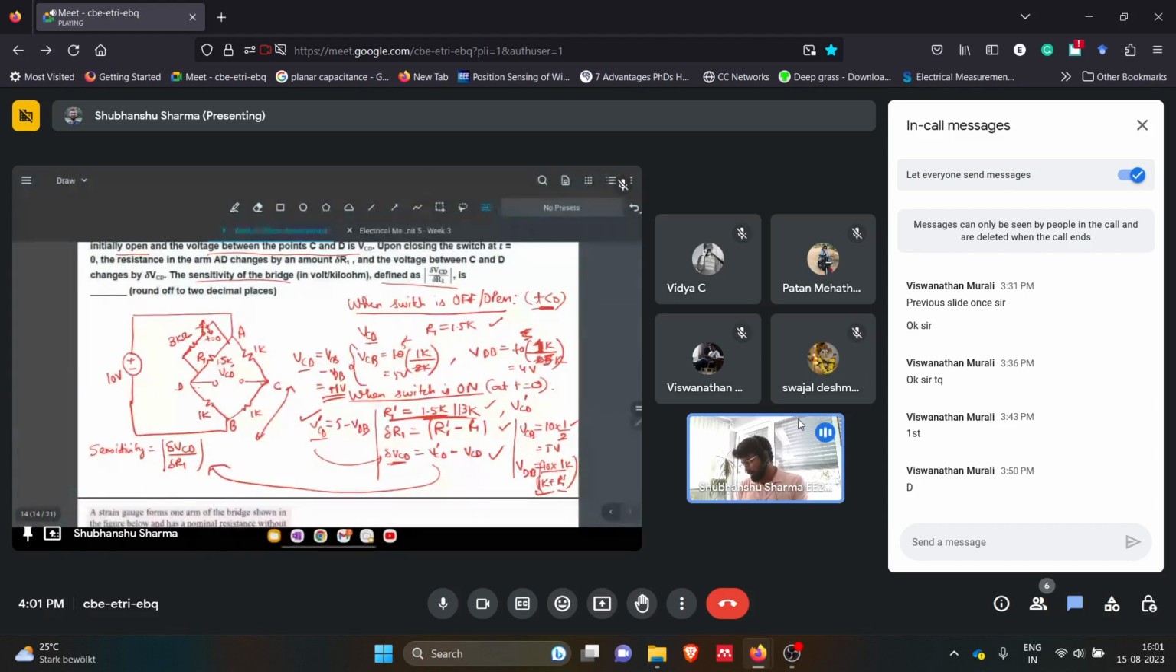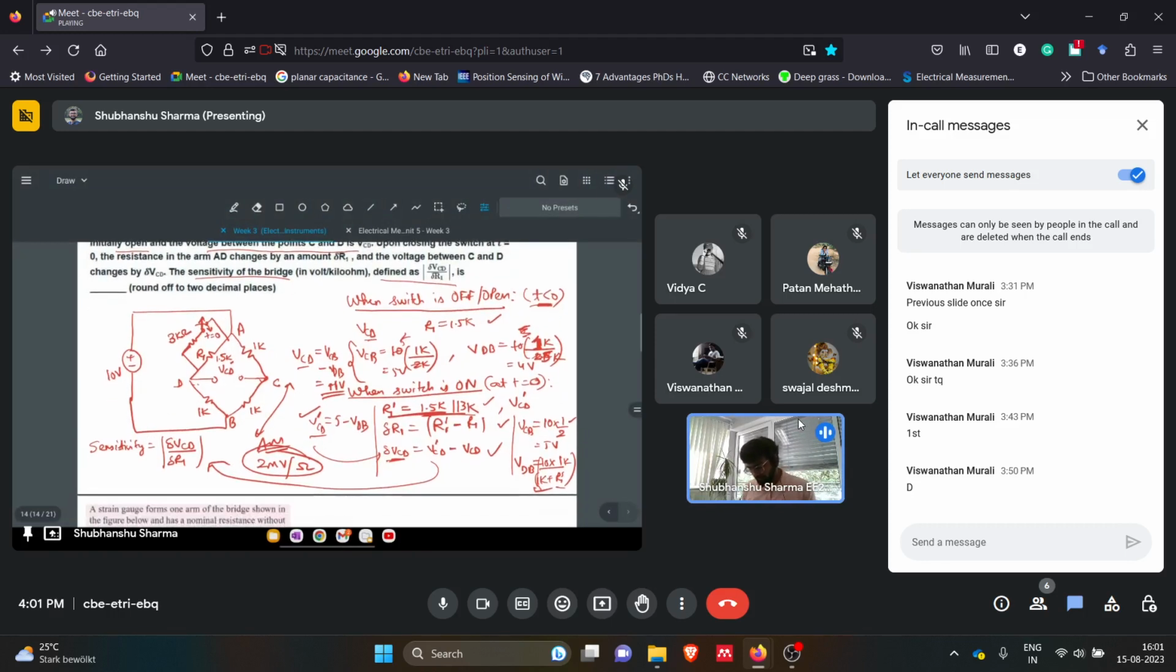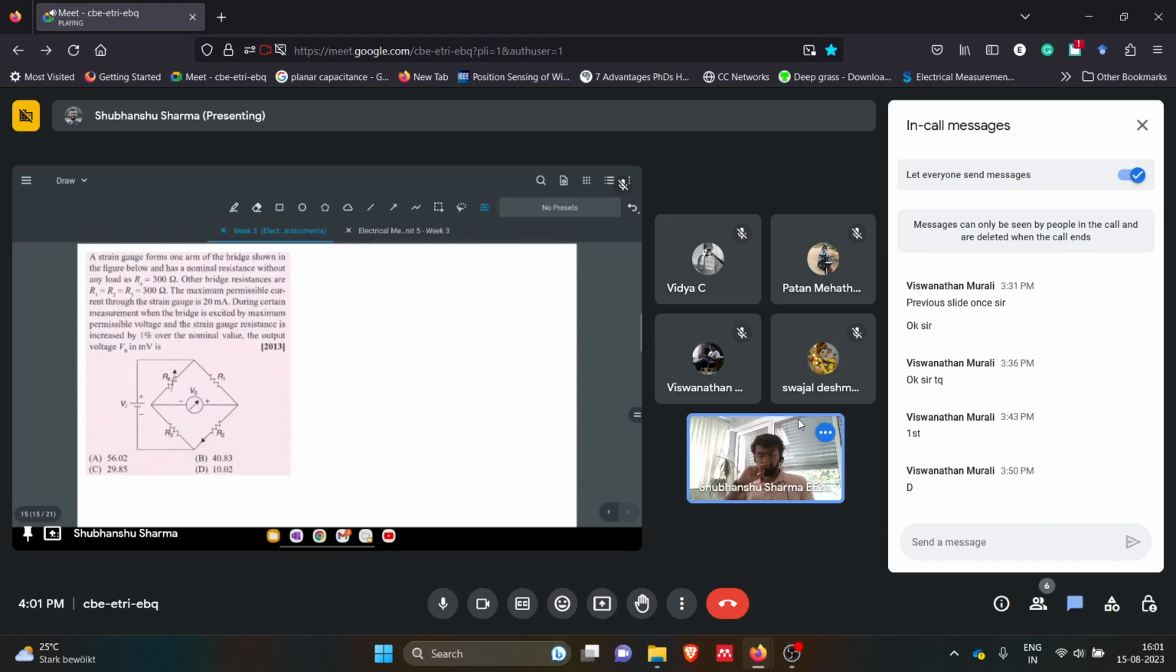So our answer will be 2 millivolts per ohm. You can do it on your own later. It is easy, just simple voltage divider things you have to do. Nothing much. Now the next question, just read this and answer.